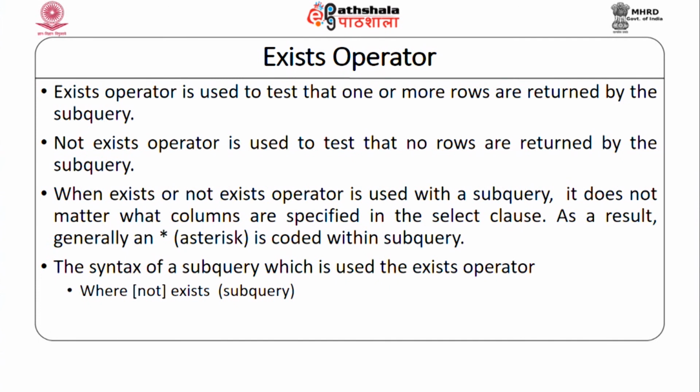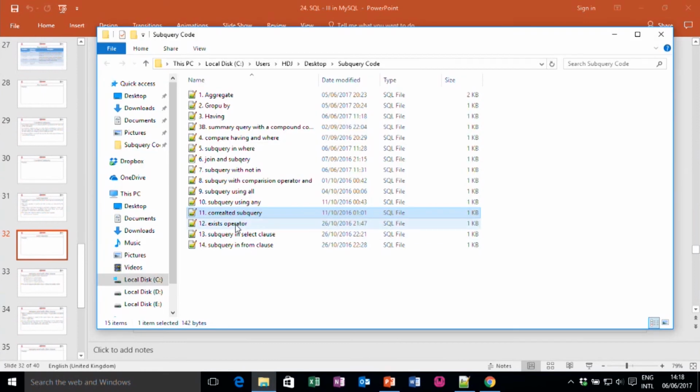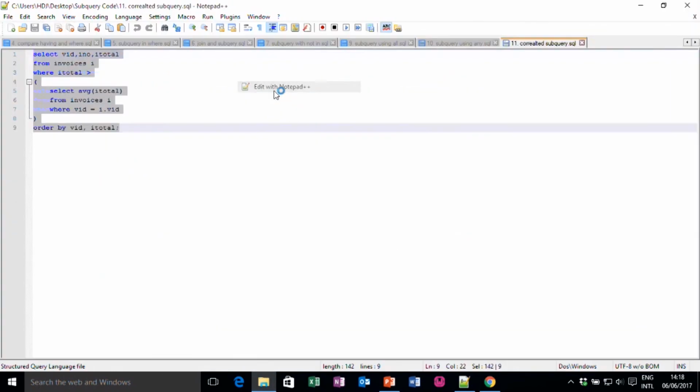Then there is one more operator known as the exist operator. It is used to test whether one or more rows are returned by a subquery or not, and the exist operator is used only for testing purposes. So, the column name is not significant. Generally, select star is used when you use the exist operator. The general syntax is where, optionally not exists, and then you write the subquery. Let me demonstrate one example of the exist operator.